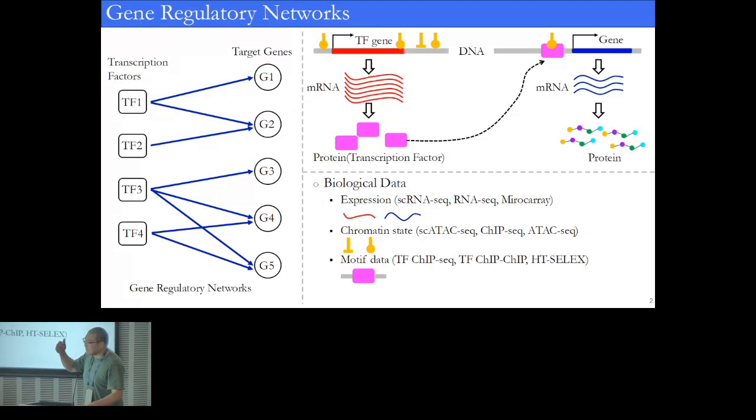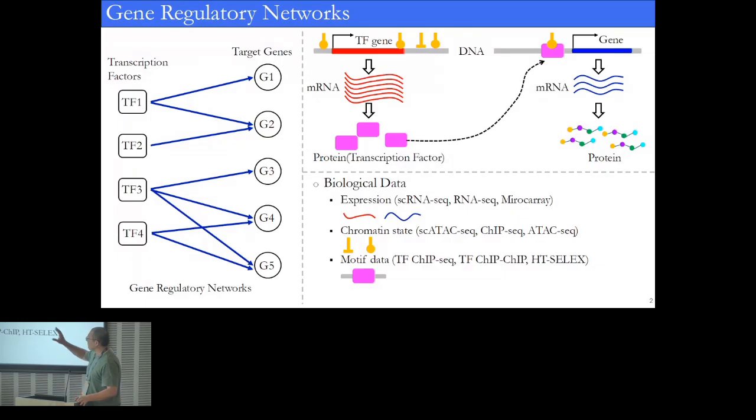We have two kinds of genes. On the top right of this slide, I give a brief illustration of how gene regulation works. We have the genome, and we have all kinds of genes. Some of the genes are transcription factor genes, some are target genes. Those genes will be transcribed into messenger RNA and further translated into proteins. The transcription factor genes become transcription factor proteins, and those proteins will bind on the genome to regulate downstream gene expression.